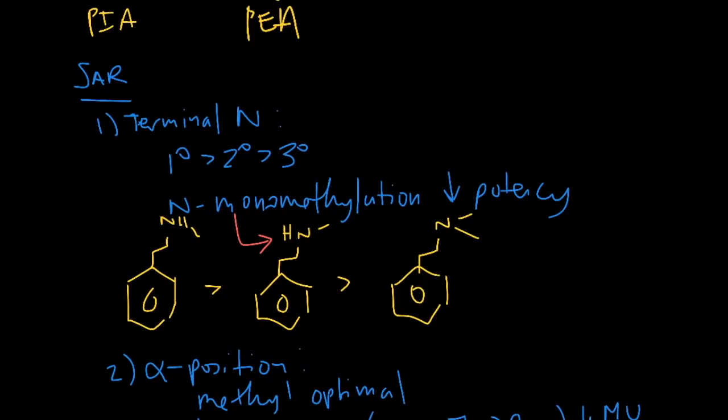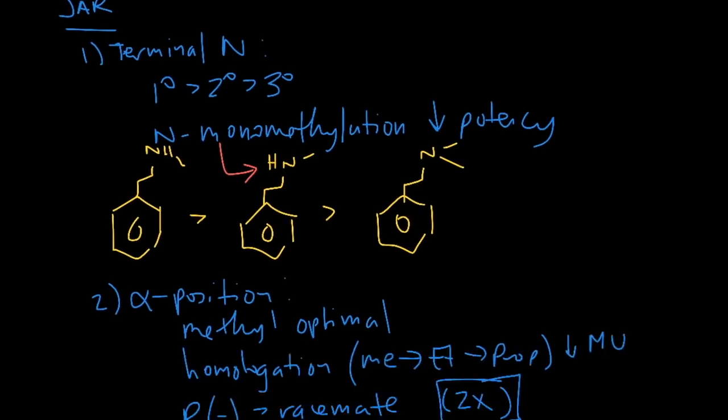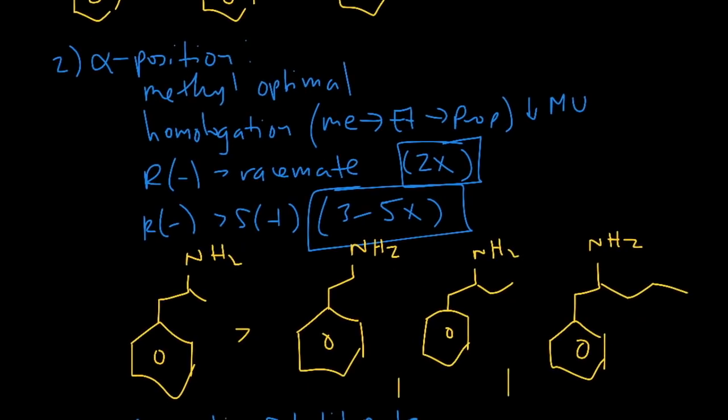So let's talk about your SARs. So first off are your terminal amines. Your primary amine is more potent than your secondary amine, which is more potent than your tertiary amine. And monomethylation, which is, like I said, the same thing as secondary amine over here, decreases potency. The alpha position substitution, methyl is optimal. Homologation, again meaning methyl to ethyl to propyl and longer, decreases potency.